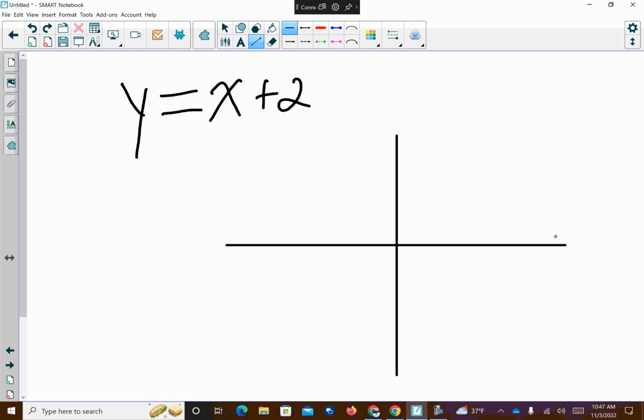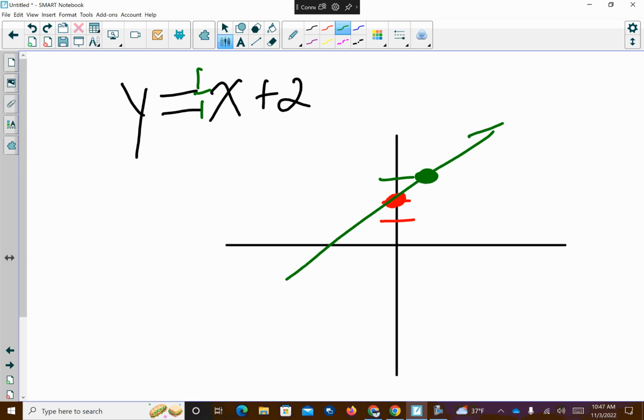So my friends, yes or no? What is my slope? 1 over 1. So up 1, right 1. Done.